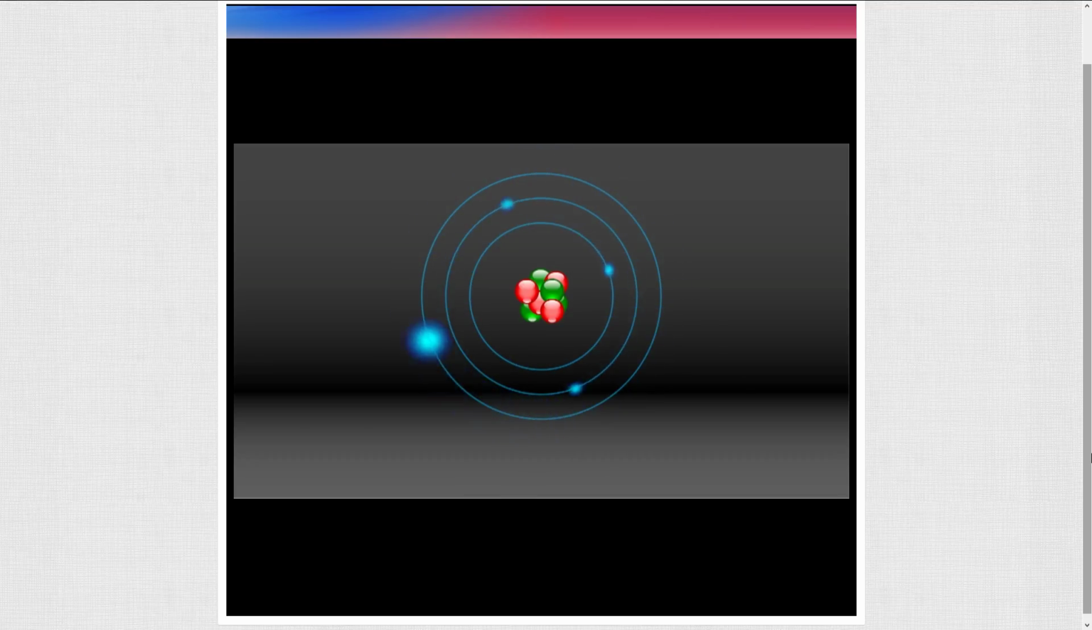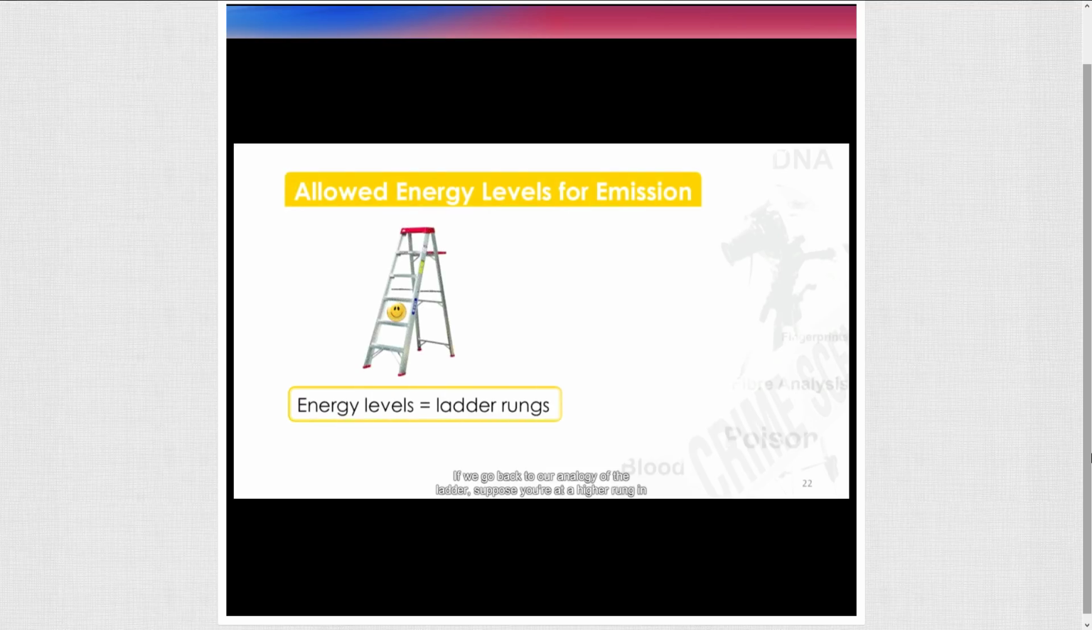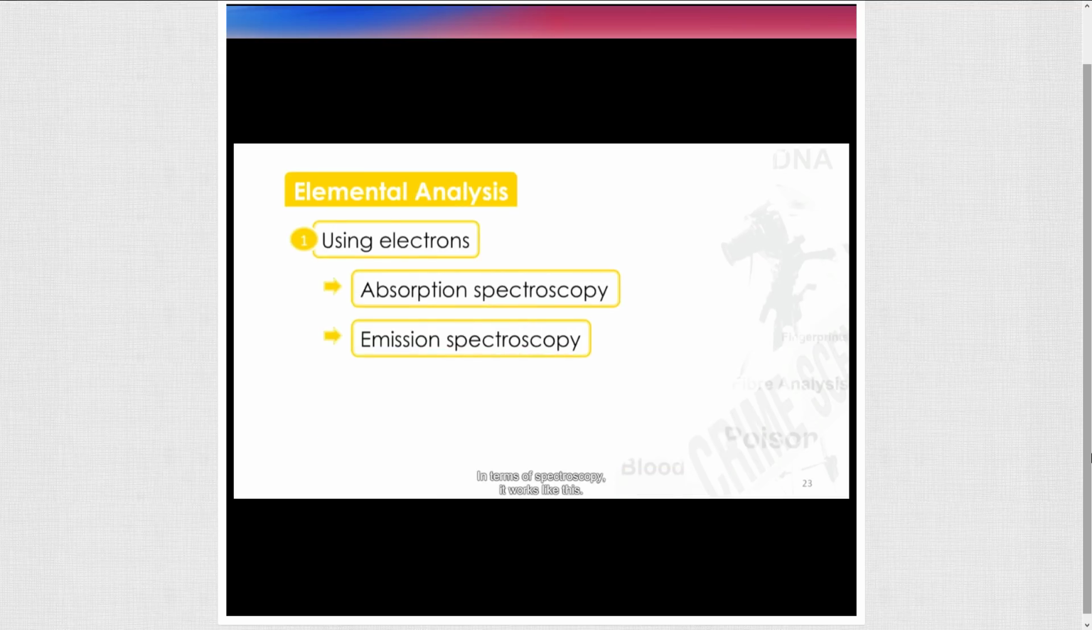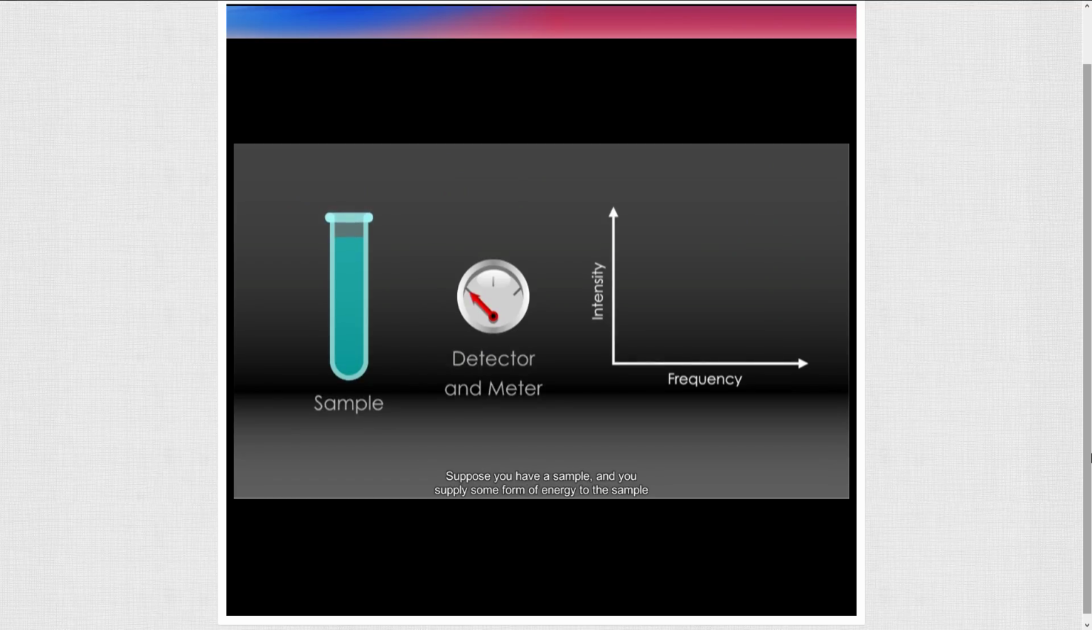If we go back to our analogy of the ladder, suppose you're at a higher rung in the ladder, and then you go down, then of course energy is released. And again, that energy matches the gap between the two energy levels. In terms of spectroscopy, it works like this. Suppose you have a sample, and you supply some form of energy to the sample in order to promote the electrons up to higher energy levels.